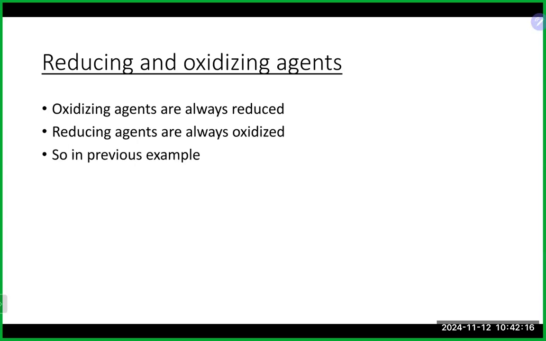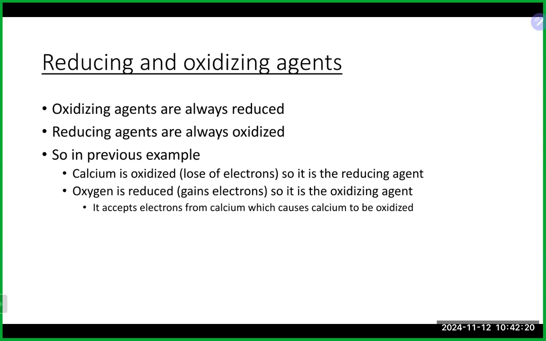So as I mentioned before, the reducing agents are always the substance that gets oxidized, and the oxidizing agents are always the substance that gets reduced. So calcium, as we just saw there, was losing electrons, our reducing agent, and oxygen would be gaining, which would be our oxidizing agent.